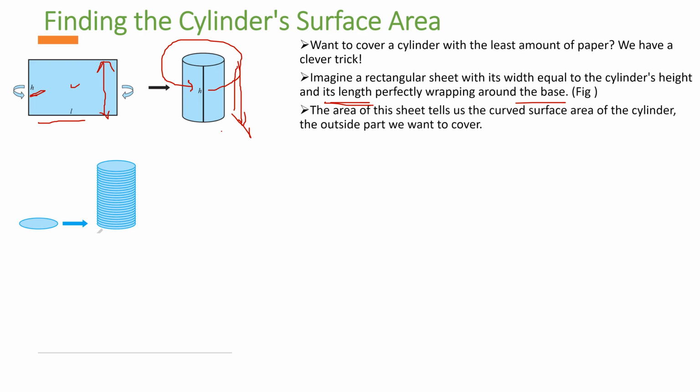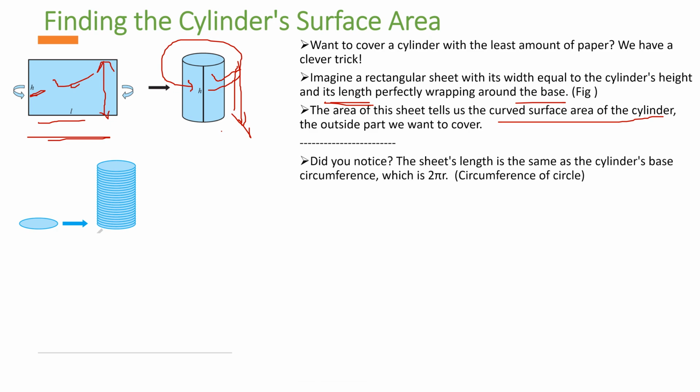Now it's very clear, right? The area of this sheet tells us the curved surface area of the cylinder. It means the area of this sheet is equal to the curved surface area of the cylinder. Clear? Okay. You observe one thing. Did you notice this one thing? The sheet's length is the same as the cylinder's base circumference, right? This is the base, it's a circle.